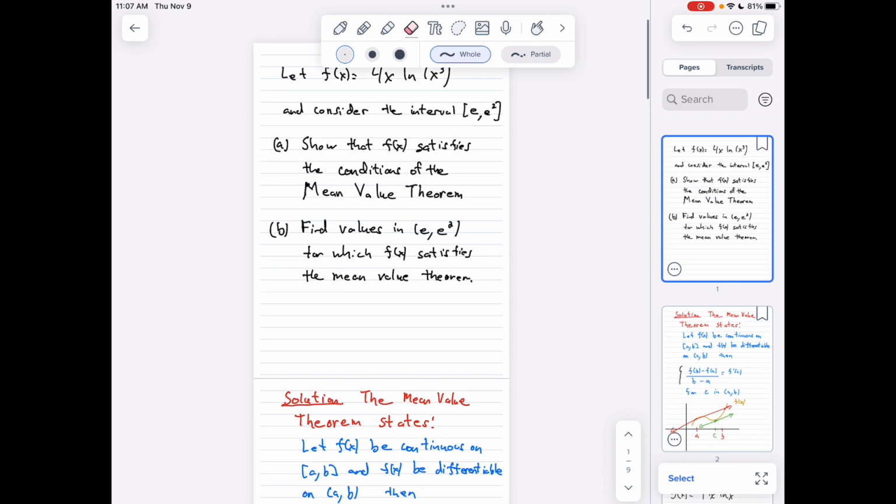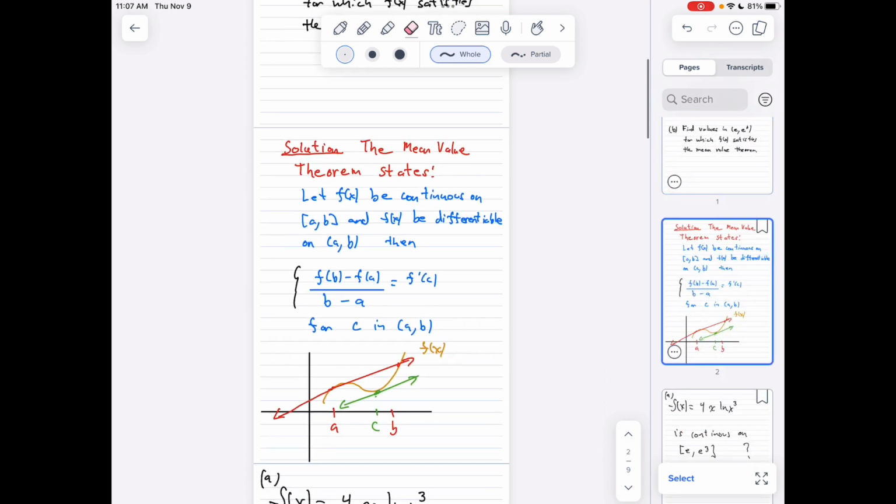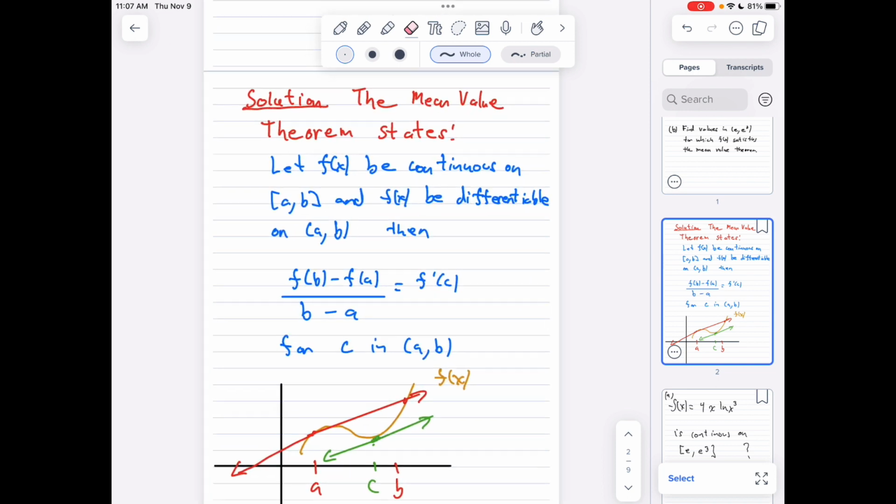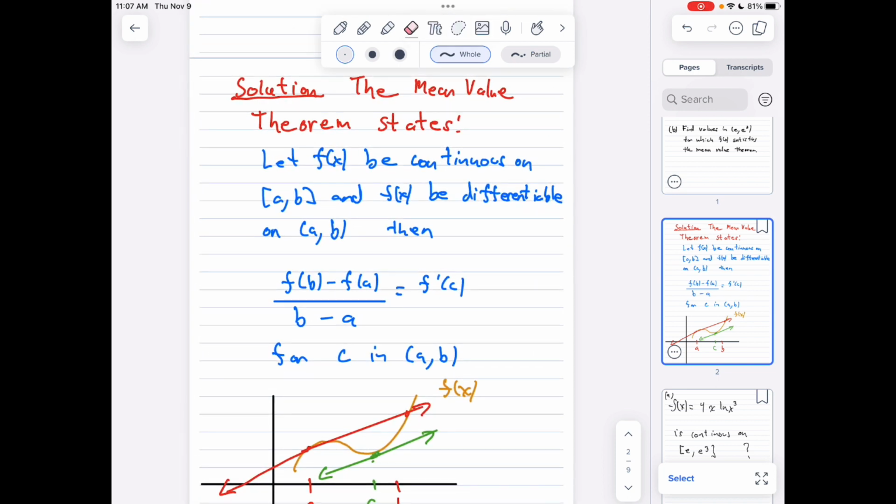I've got a calc problem here, and let's first of all go over what the mean value theorem states. The mean value theorem says the following: let f of x be continuous on the closed interval a, b, and f of x be differentiable on the open interval a, b. Then f of b minus f of a all over b minus a equals f prime of c for some value c in the interval a, b.